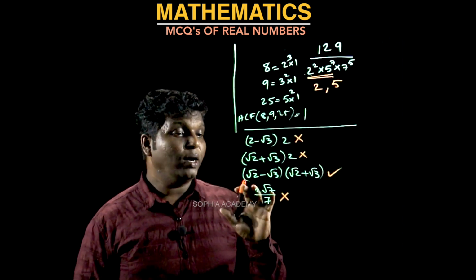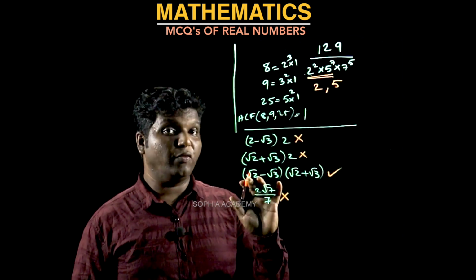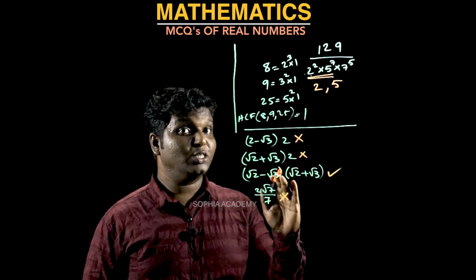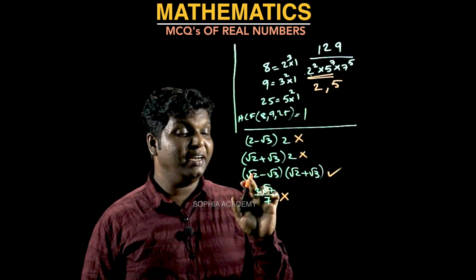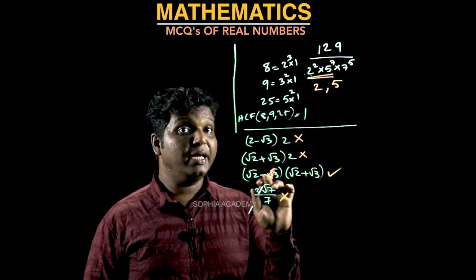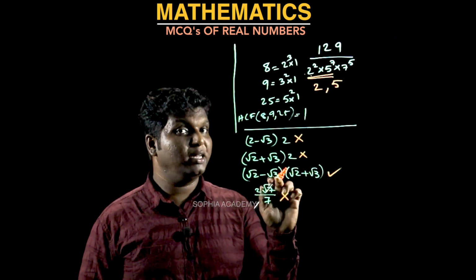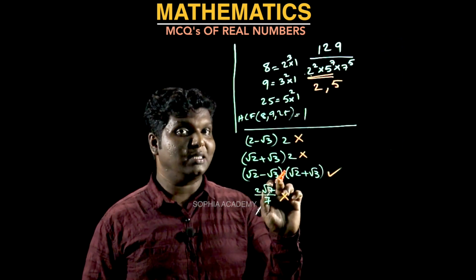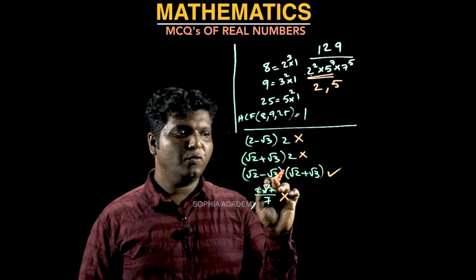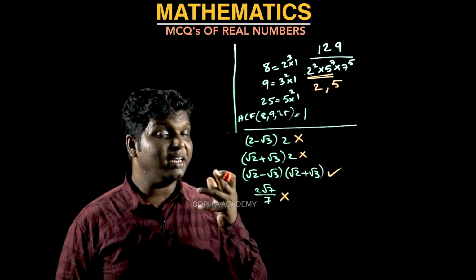Here, one thing is very clear. In the third option, it is of the form a plus b into a minus b, right? In a plus b into a minus b, it is a square minus b square. Here, instead of a, it is root 2, and instead of b, it is root 3. So root 2 square minus root 3 square is 2 minus 3... that is, 4 minus 9, it is minus 5. Minus 5 is not an irrational number.